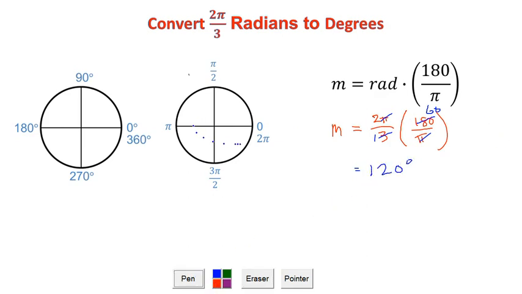And if you visualize this, 2/3 pi is going to be somewhere around right here. We've got, here's pi, so 1/3 pi is somewhere here, 2/3 pi is somewhere here. Well, that makes sense that that same point on my degrees circle is going to be 120 degrees. So that's how we convert from radians to degrees.